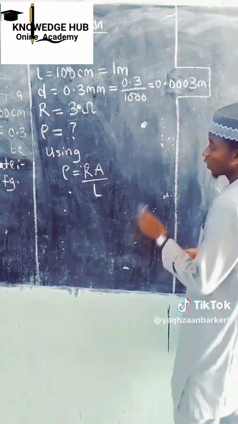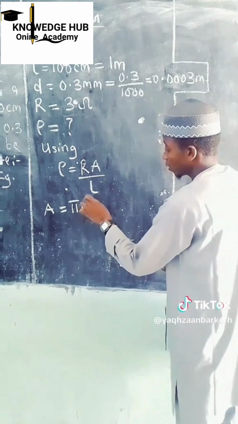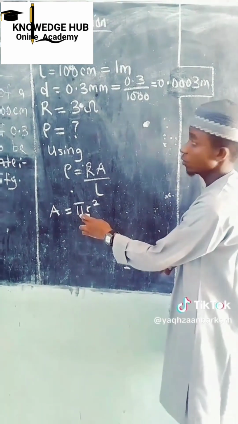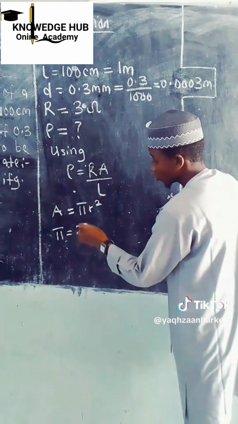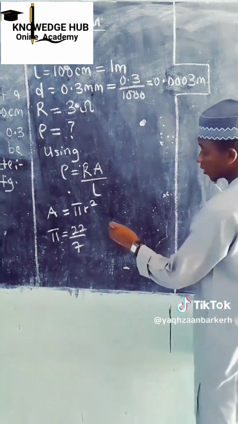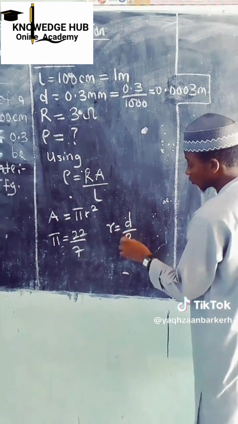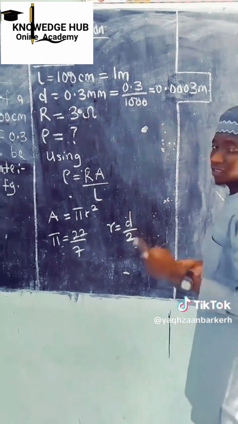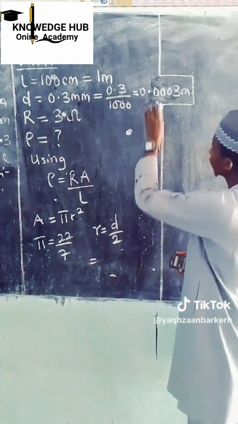So area is equals to pi R square. That is the formula for the area. Firstly, pi is constant, so I can write it here. Pi is equals to 22 all divided by 7. Then the next one is what? Radius. So what is the formula for finding radius? R is equals to diameter all over 2. So from the question we have diameter, and our diameter, when we convert it from millimeter to meter, we have this.